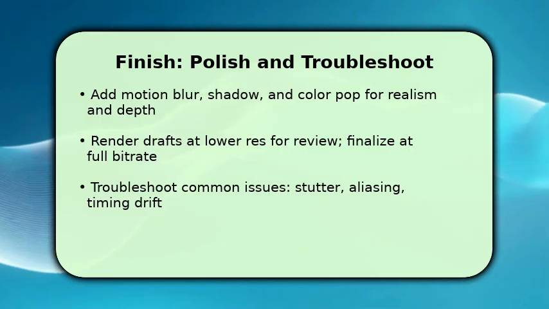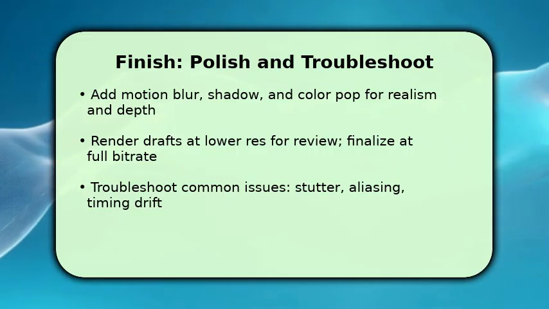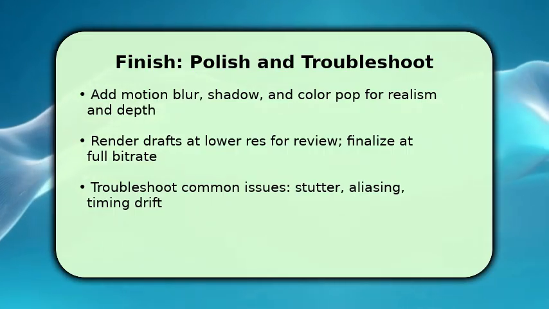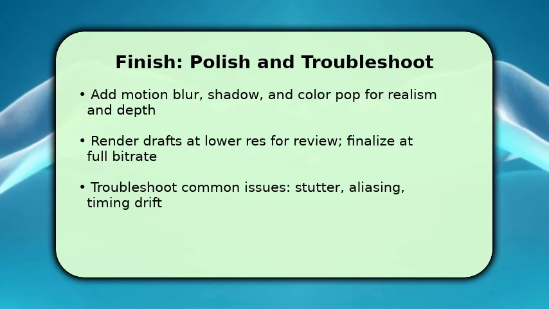Once done, render a low-res draft to check timing and sync, then export full quality at target bitrate. If you see stutter, increase frame interpolation or check nested pre-comp frame rates. If edges alias, enable higher sampling or scale vector layers. Save a final backup and deliver.